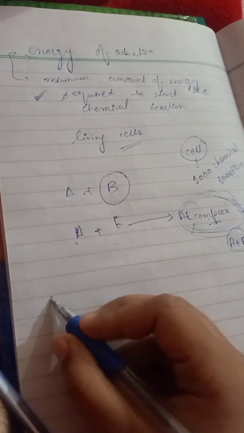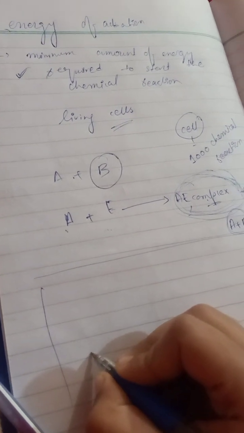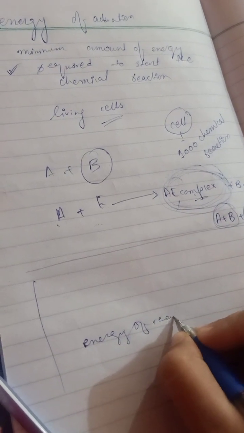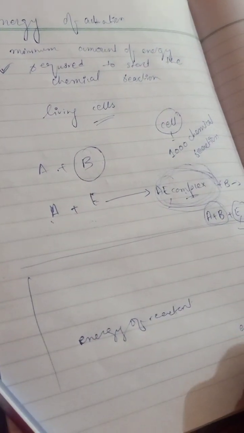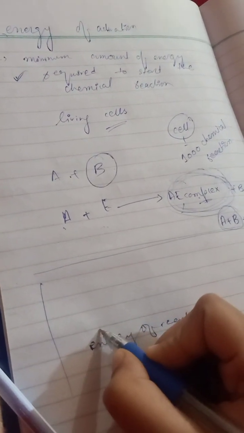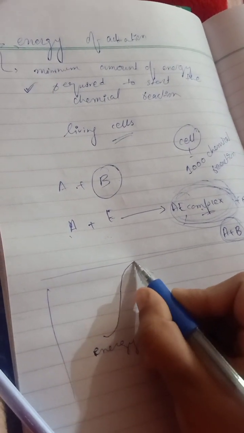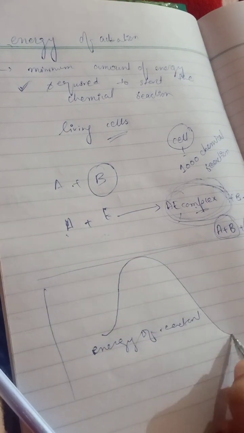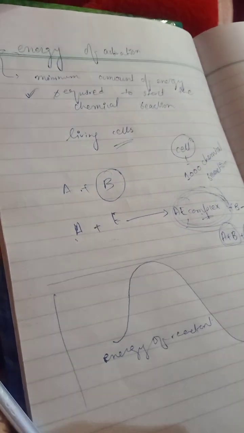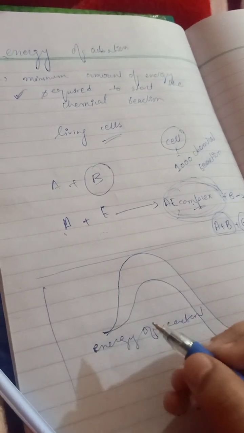So we have a chart of the activation energy. For example, here we have the energy of the reactants, and here we have the energy of the product. Here you can see that without enzyme, the activation energy is high and it takes too much time to convert into the product. But with the enzyme, it takes less time to become a product, just because of the enzyme.